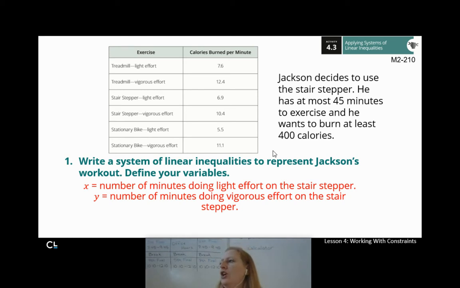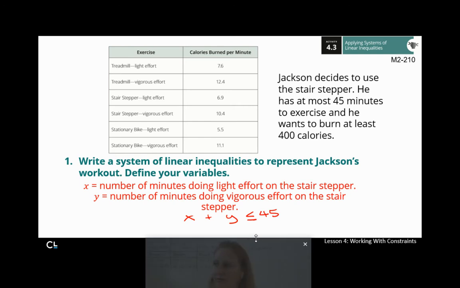So, first of all, he has at most 45 minutes to exercise. So, x minutes with a light effort plus y minutes of a vigorous effort. But he only has 45 minutes at the most. So if he exercises less than 45 minutes, he's okay for time. If he exercises exactly 45 minutes, he's okay for time. But if he goes over that, he's probably going to be late for work or something like that, right? So I'm going to say that x plus y has to be less than or equal to 45.